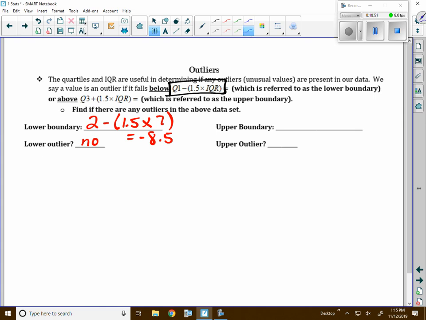Then we do our upper boundary. So we do Q3. What was our Q3? 9. Plus 1.5 times our IQR, which is 19.5. Keep in mind that was addition. It was 9 plus, not 9 minus. So be really careful there. Do we have a number bigger than 19.5 in our data set? No. So there's no upper outlier, and we don't have an outlier in the data set. Sometimes that will happen, which means our data set's normal.